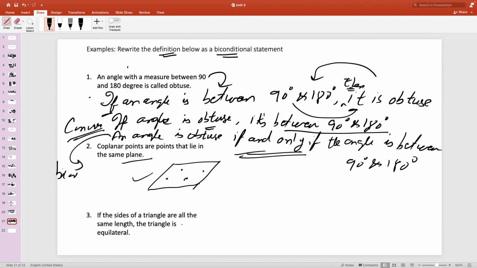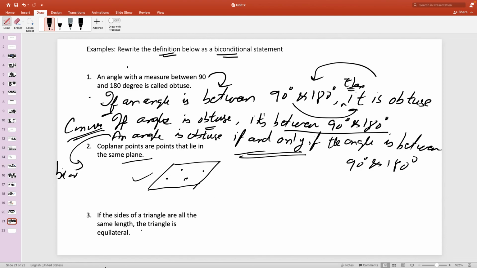Similarly, let's look at the last one. If the sides of a triangle are all the same length, the triangle is equilateral. So we can write it as a biconditional statement: a triangle is an equilateral triangle if and only if all sides are of the same length. So that's how you would write the biconditional statement.